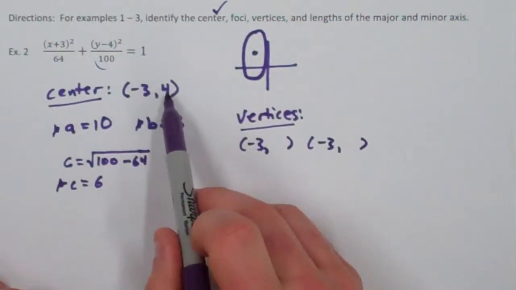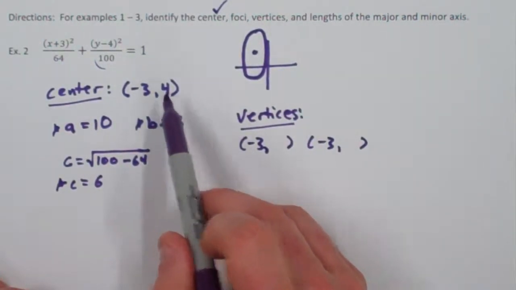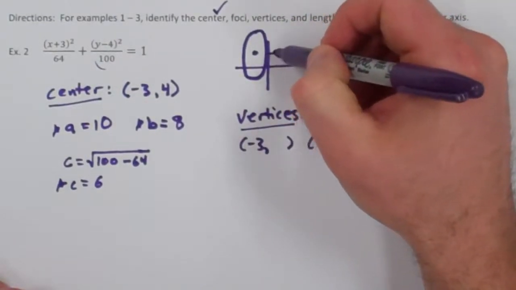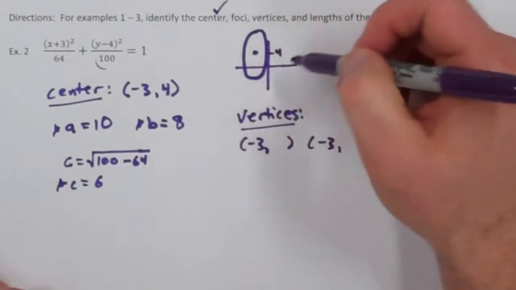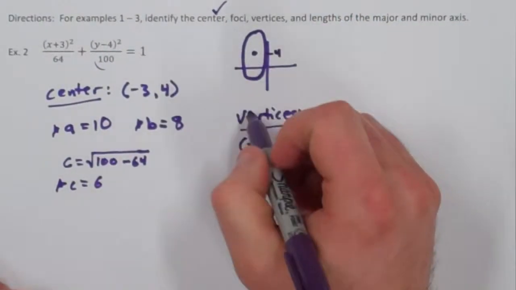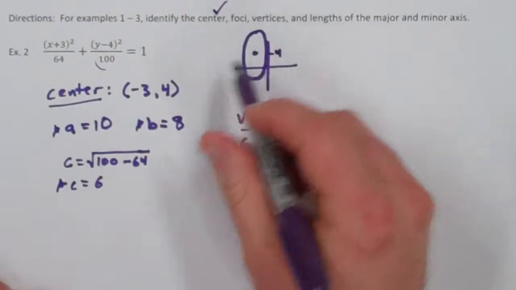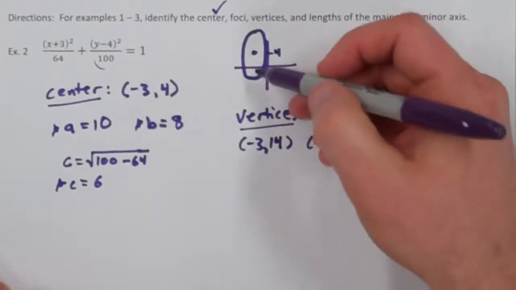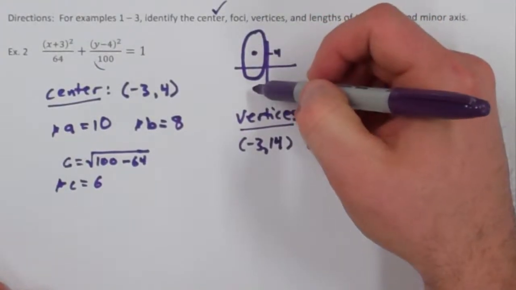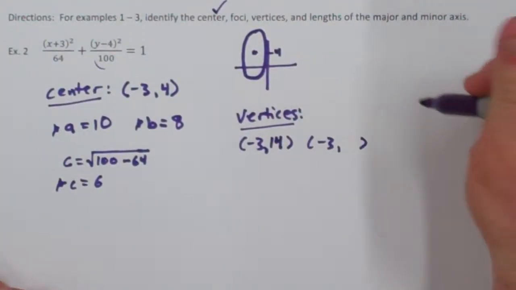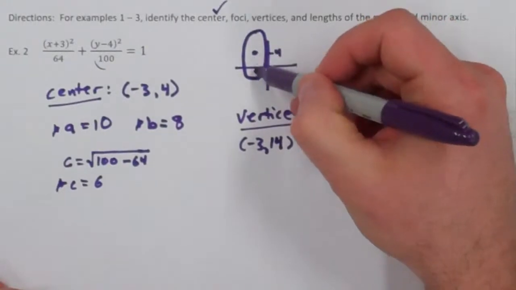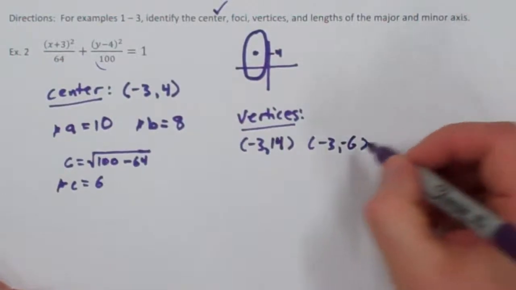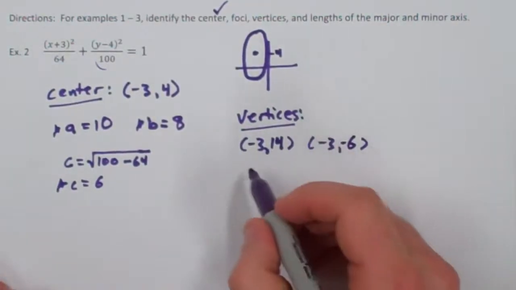What we're going to do is go up 10 from 4, so that would be 10 units this direction from 4. This would be -3 there, I think. And so then we're going to go down 10 as well from 4. So 10 plus 4 would be 14. Remember, we're going in the Y direction here because that's the way our major axis is orientated. And if we go from 4 down 10, that would be -6. So these are our first two vertices.